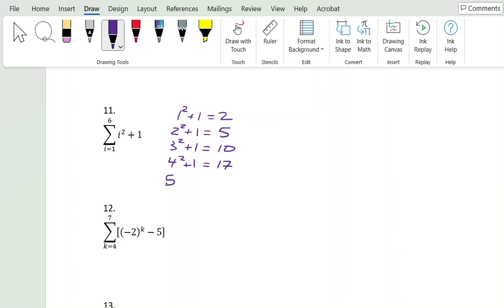5 squared plus 1 is 26. And 6 squared plus 1, which is 37. And now I want to add those numbers together to get my answer. So 37 plus 26 is going to be 63. 73, that's going to be 80. 90 plus 7 is 97.